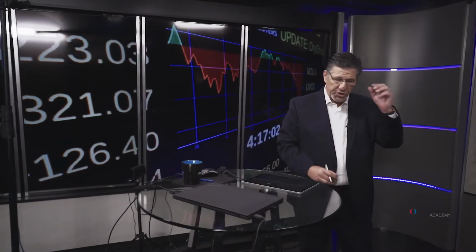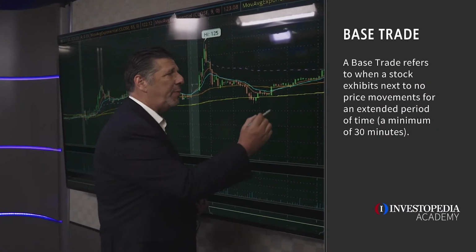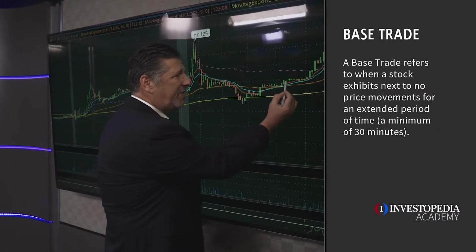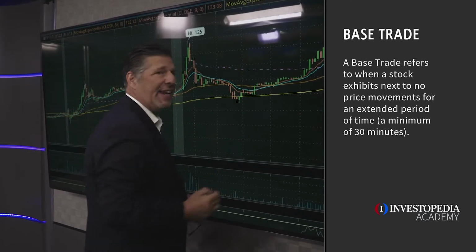Okay, ladies and gentlemen, the next trade that we're going to talk about in our sequence is called a base trade. A base trade. So let's take a walk over to the chart and figure out exactly what a base trade is. A base trade, ladies and gentlemen, is a period of time when a stock is going sideways and it is not in a trend.